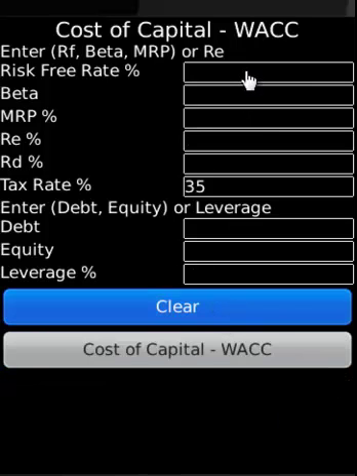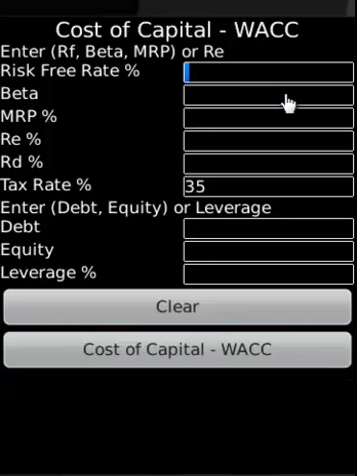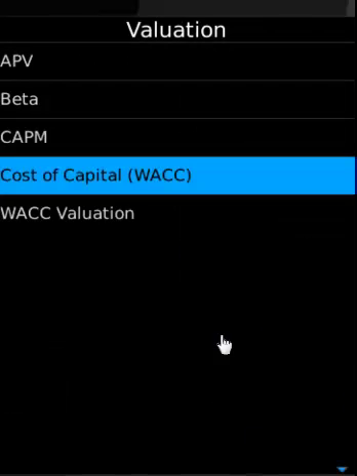What we can also do is we can also enter the risk-free rate, beta 0.8, MRP is 7.2, and we can enter RD, which is 6 in this, as either we can enter the debt or equity or leverage. So we enter the debt and equity. Okay, so this is the cost of capital.